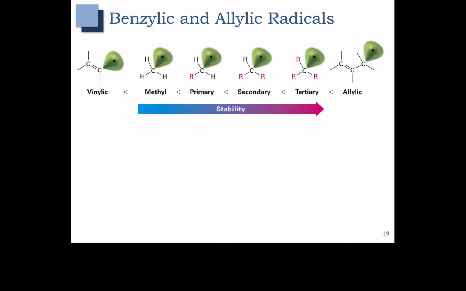Let's take a look at some examples of resonance stabilizing radicals. Of course, we've said that allylic radical is the most stable of these types of radicals. So let's see how that would work. Here is an allylic radical, and the allylic radical can come in to form half of that pi bond there.